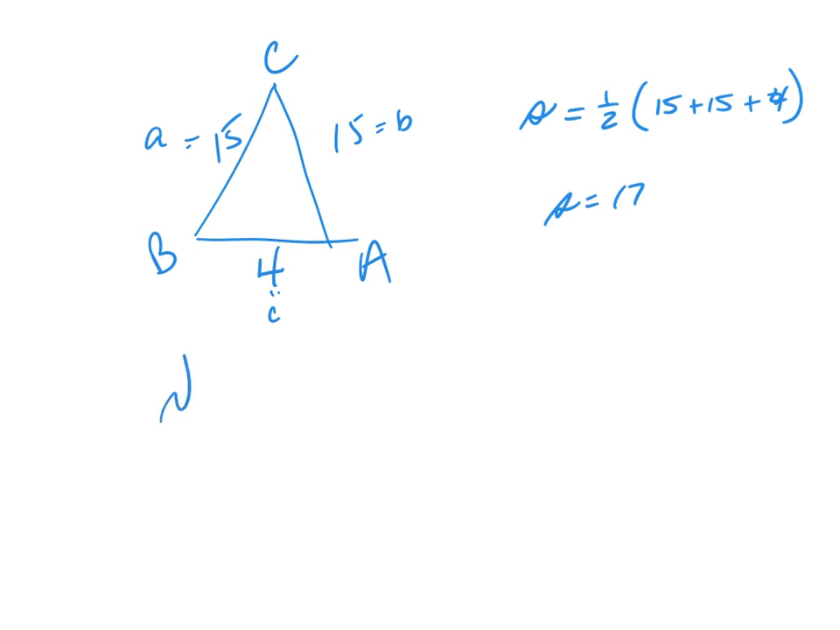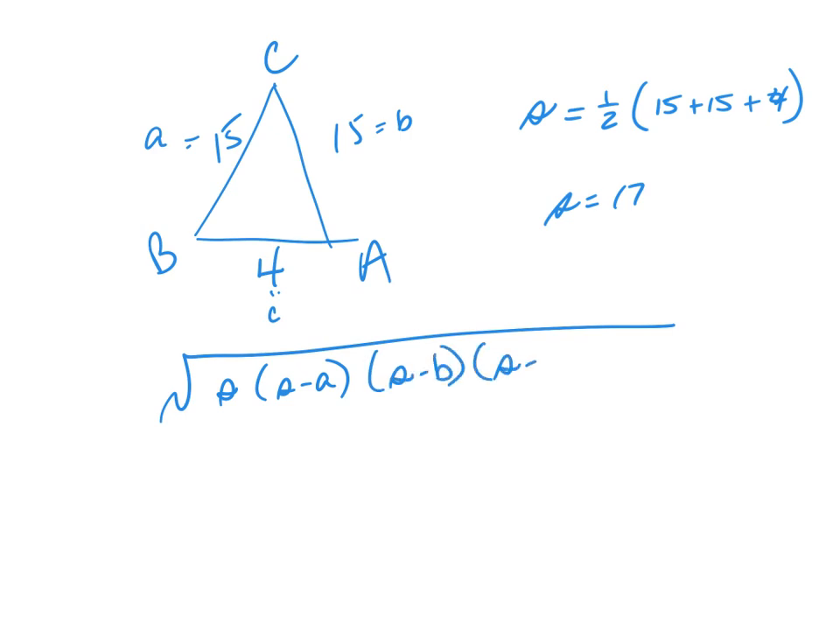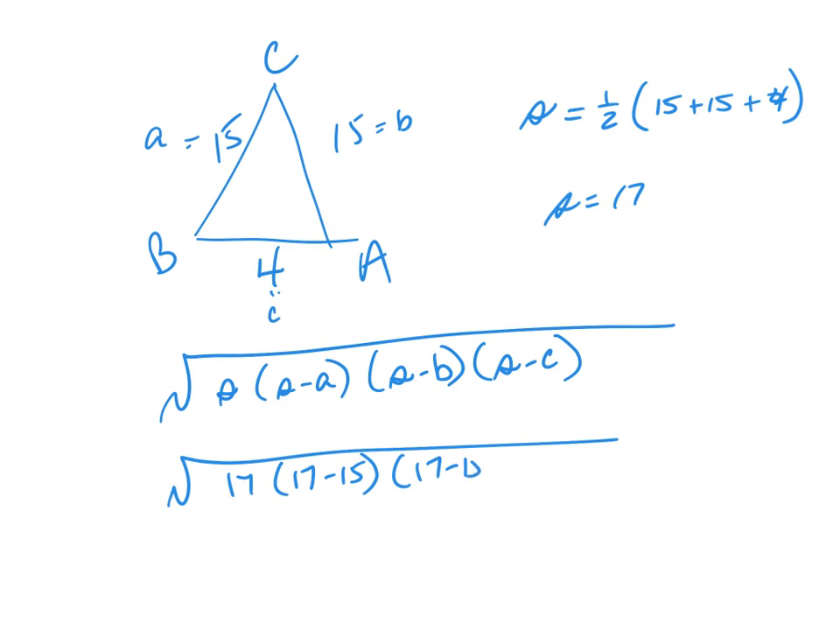So we're going to find the formula, and that is the square root of s times s minus a times s minus b times s minus c, which we're going to put all in the calculator: 17 times 17 minus 15 times 17 minus 15 again times 17 minus 4. I would put these guts in the calculator first and then square root the answer.